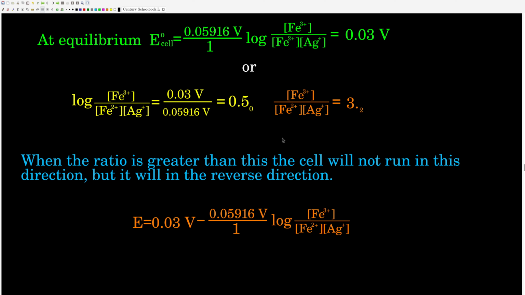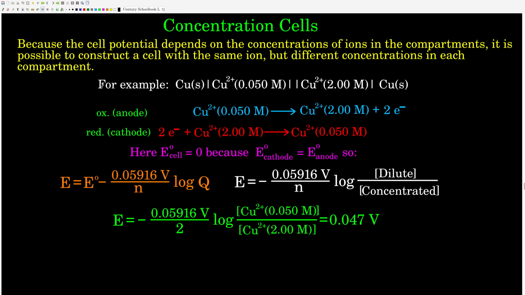What that tells us in terms of electrochemistry, though, is that if we set a cell up, the two half cells up, so that the ratio, the concentration of iron 3 over iron 2 to silver, is greater than about 3, then the reaction will not run in the direction written, but it will run spontaneously in the reverse direction. Right? So there's that. Now let's talk about concentration cells.